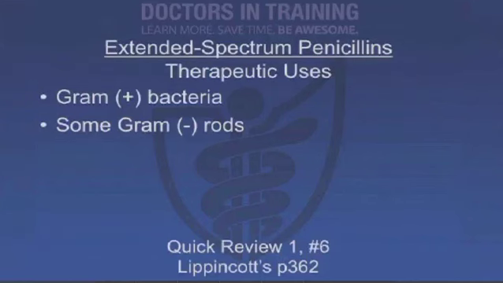Next, what bacteria are covered by the extended-spectrum penicillins? So this is usually amoxicillin or ampicillin, and we use these all the time. So you should really know what spectrum these things are covering. So first, it's covering gram-positive bacteria. So similar to penicillin, it's going to get a lot of your gram-positive bugs. But the reason why we call them extended spectrum is because they cover gram-negatives as well, especially gram-negative rods.